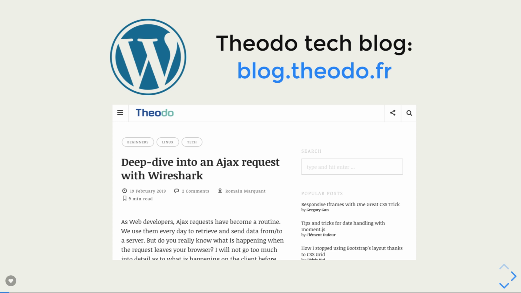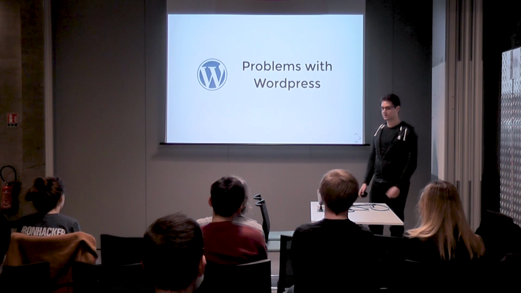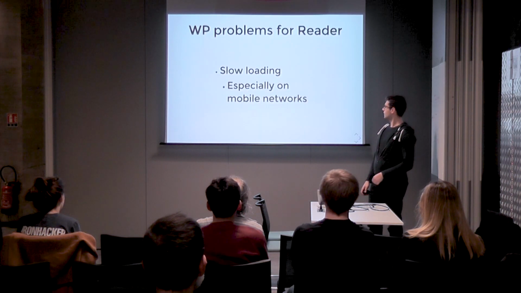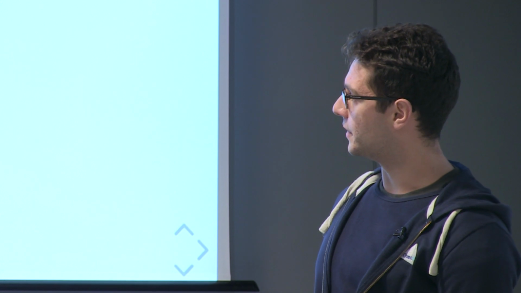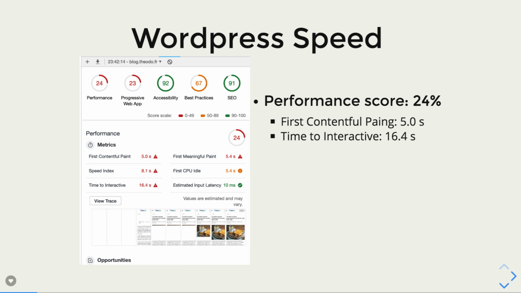So I write some articles in it, and also I read it quite a lot. And there are a couple of problems with WordPress that I just want to get quickly into. First one, for the readers, WordPress tends to be quite slow, especially on mobile, which is where most people actually read articles. So to give you an idea, this is a Google Lighthouse audit.